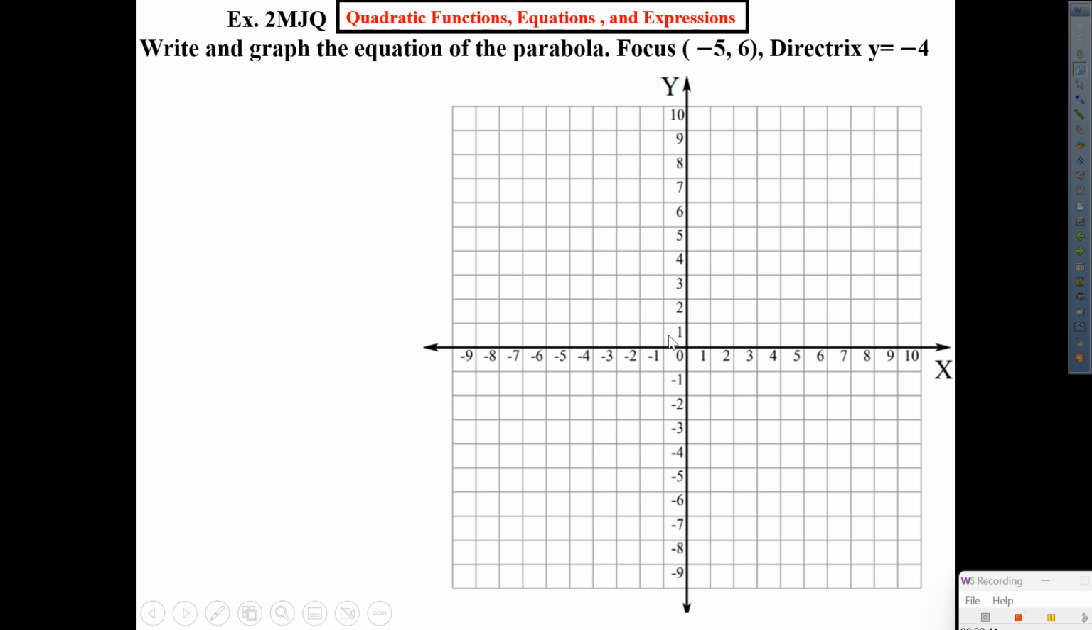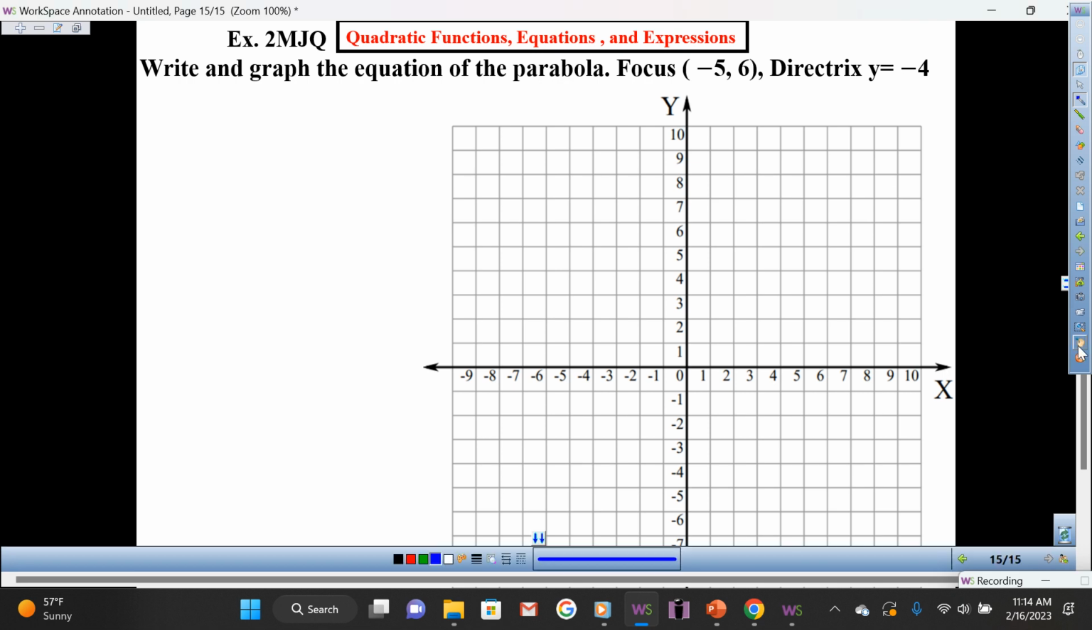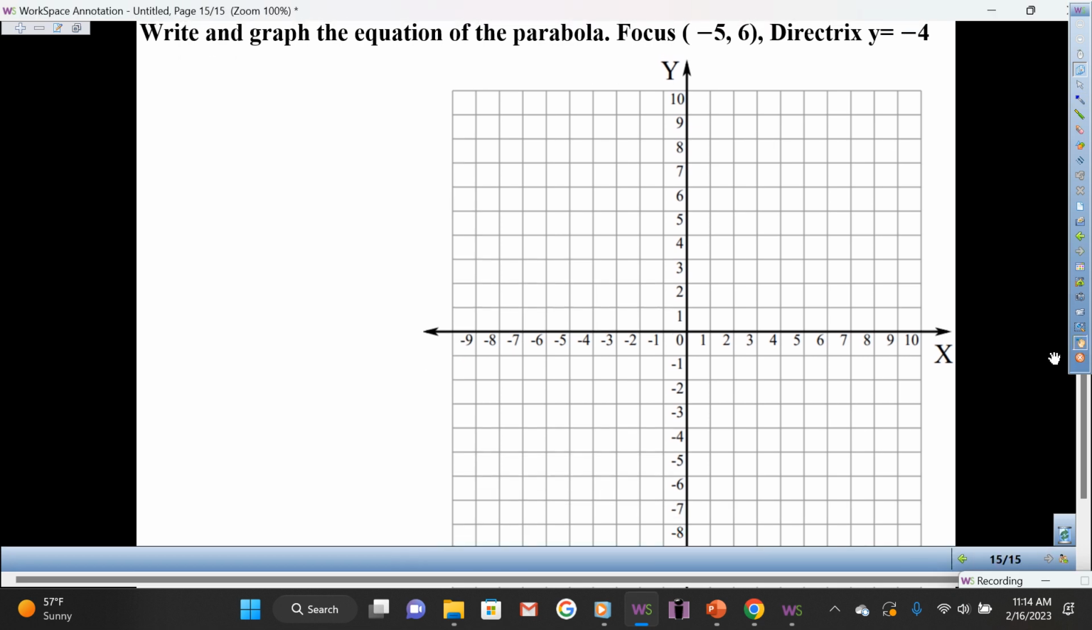So for the sake of getting you back, copy this one, please. Example 2. We're going to do this one together. It's going to go a little bit expedient, so stay with me, please, since you guys are experts at this. What am I talking about? You guys did it for home play. Let's go. Focus, negative 5, 6. Directrix, y equals negative 4.